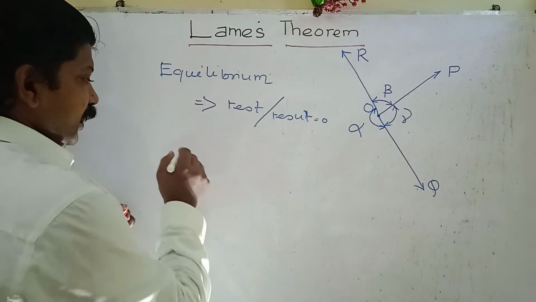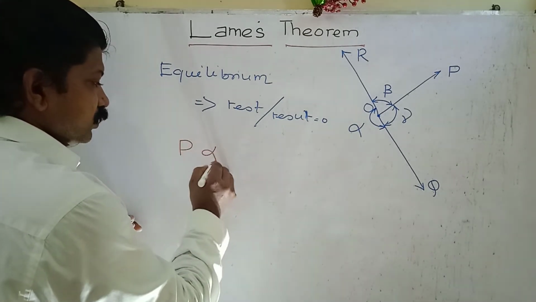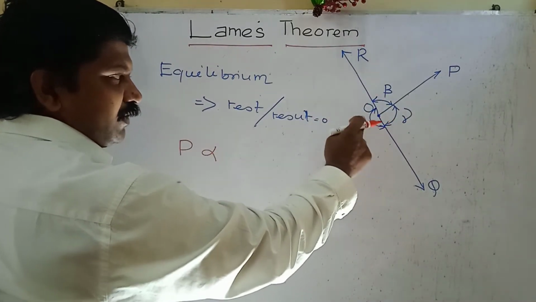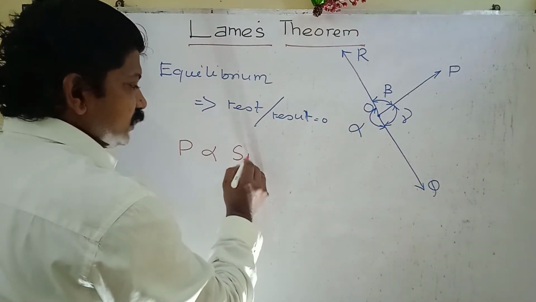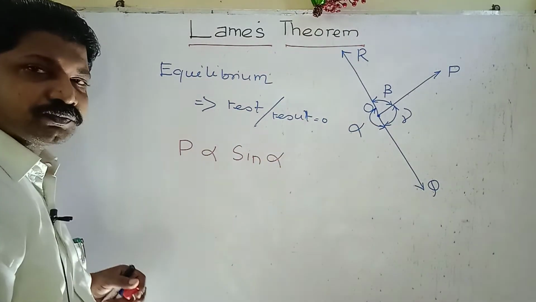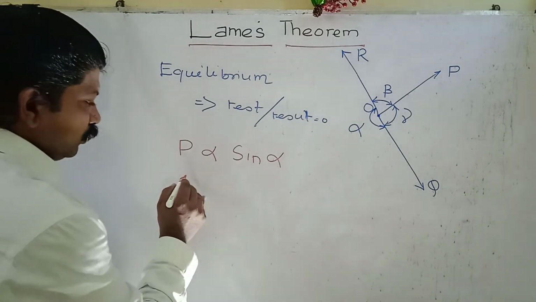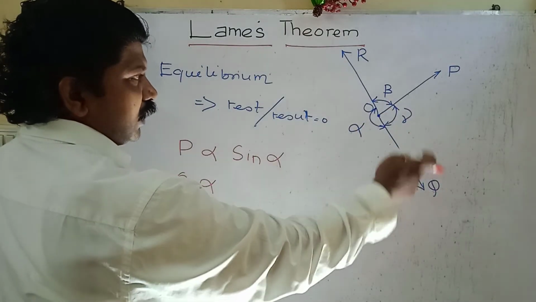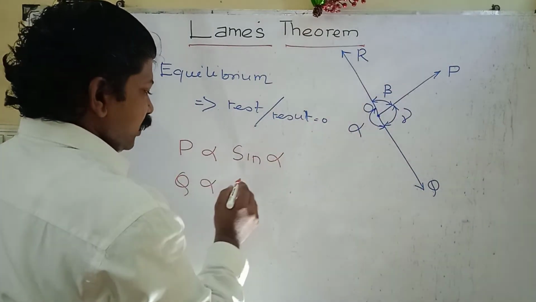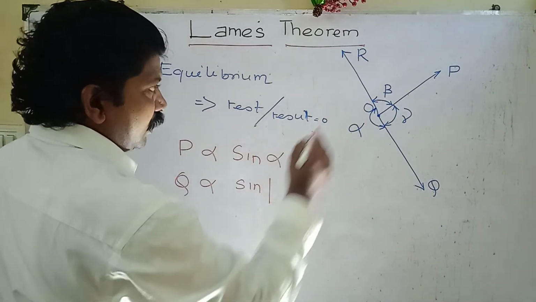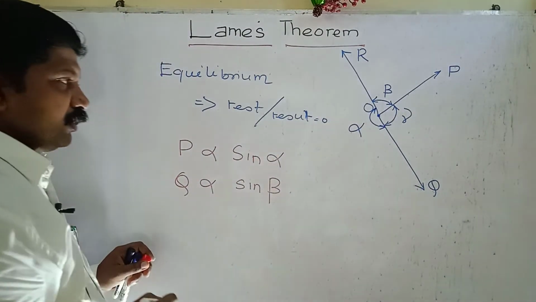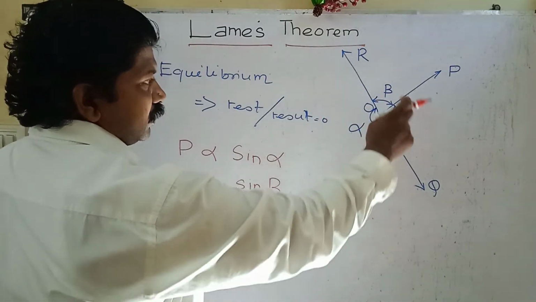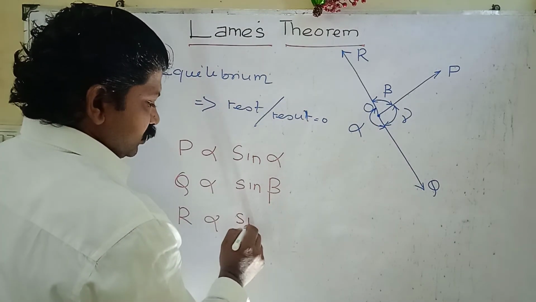The force P is directly proportional to the sine of the angle between the other two forces. The other two forces are R and Q, and the angle between them is alpha. So P is proportional to the sine of that angle. Similarly, Q is directly proportional to the sine of the angle between the other two forces R and P, which is beta. And then R is directly proportional to the sine of the angle gamma.